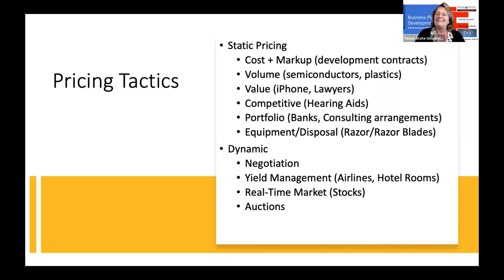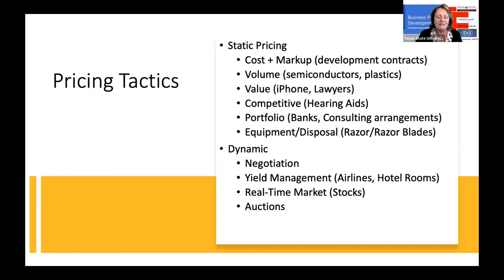We might look at competitive pricing, for instance. The example here is hearing aids. Because there's such a need for it, people are willing to shop around for the price of hearing aids, since they may not see the difference between the different vendors. So they will look for something competitive.